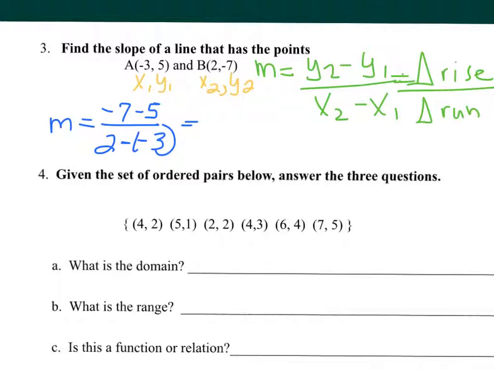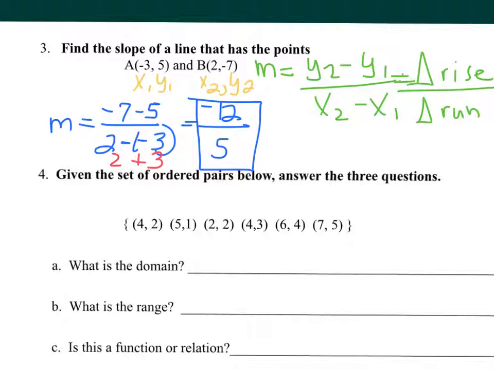-7 minus 5 is -12. 2 minus -3, you need to remember, is the same thing as 2 plus 3. Okay, so then I would have -12 over 5. So the slope of my line would be -12 over 5.